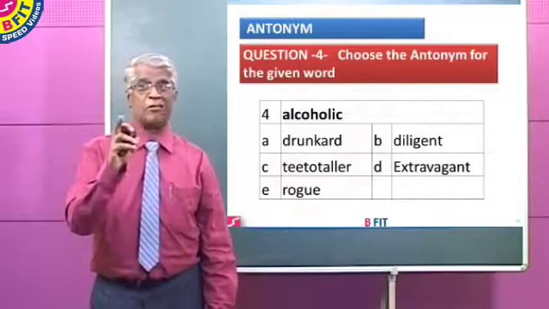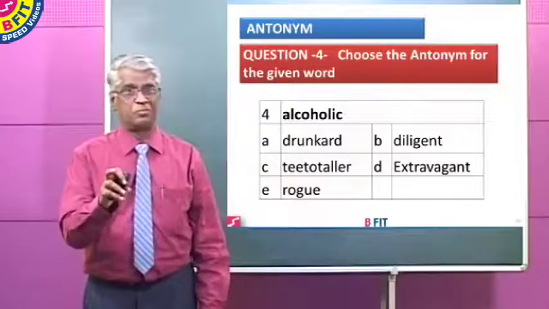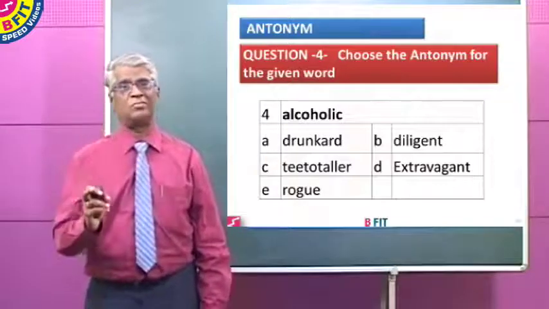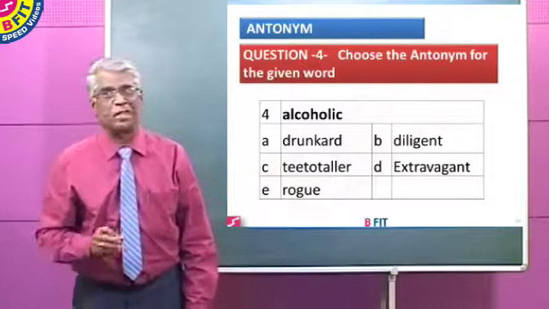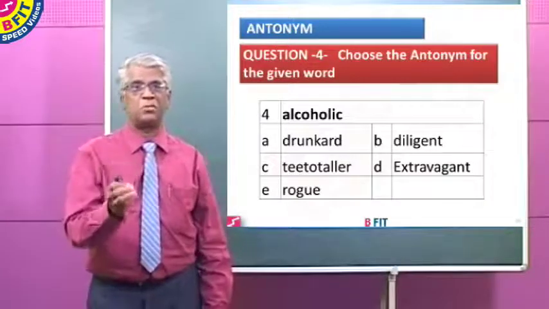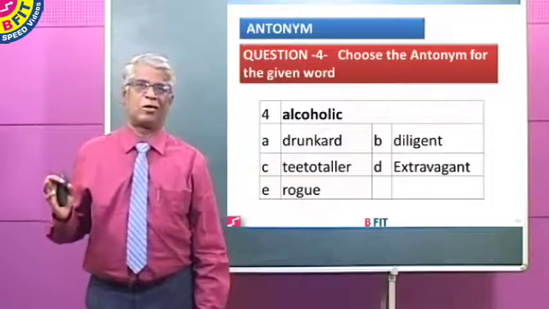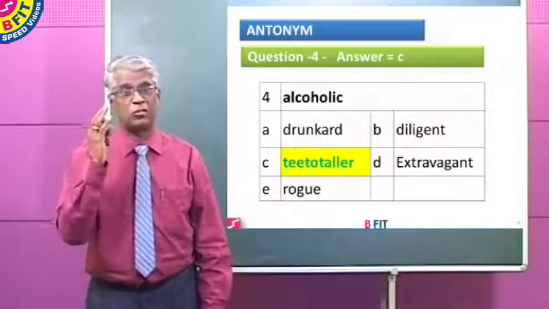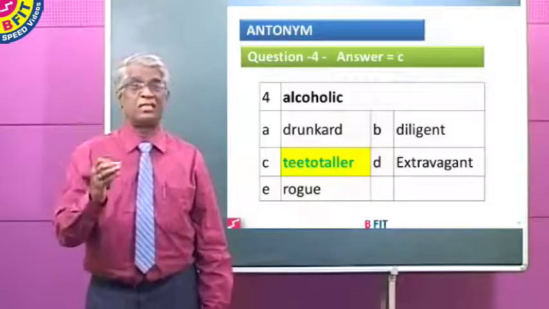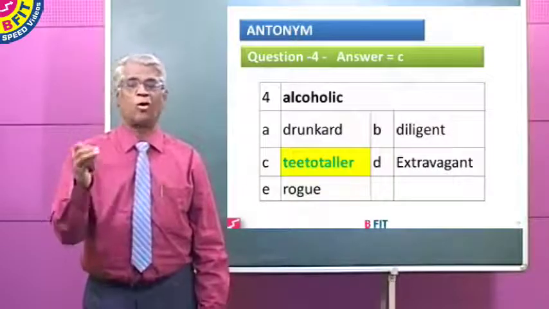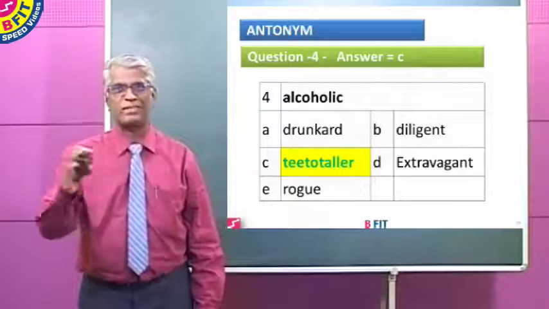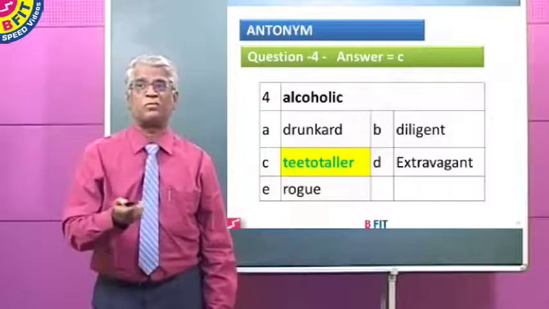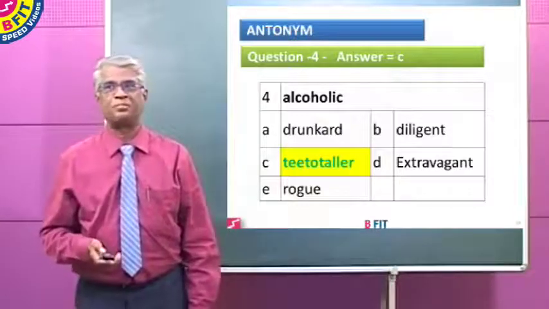See, drunkard, option A, is the synonym. By mistake, you should not choose that option. If alcoholic is given under synonym question, drunkard is correct. Therefore, the correct option is a word which means one who does not take alcohol at all. And that is option C, teetotaler. Teetotaler means one who does not drink alcohol. In some contexts, teetotaler also means a person who has no vices. Not only drinking, he has no vices. But in this case, the antonym of alcoholic is teetotaler.